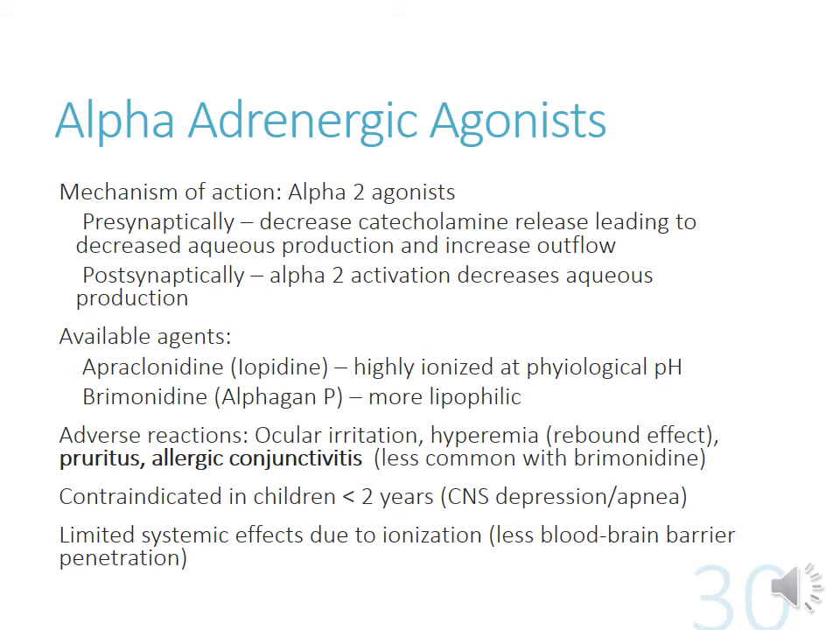And then postsynaptically as well, the alpha-2 activation is going to help decrease aqueous production. So kind of through two mechanisms, increasing outflow and decreasing production, right? So both working presynaptically and postsynaptically. That's why it falls into both categories there. The two medications that fall in this category are apraclonidine and also brimonidine.